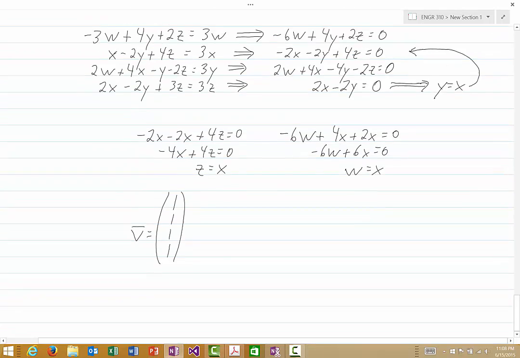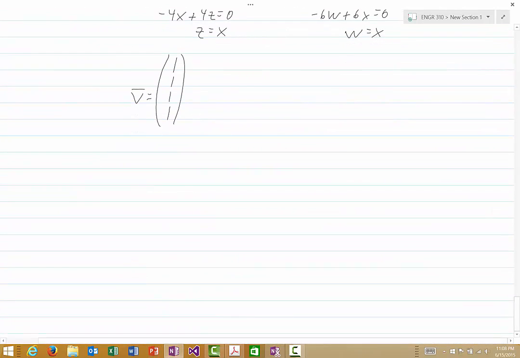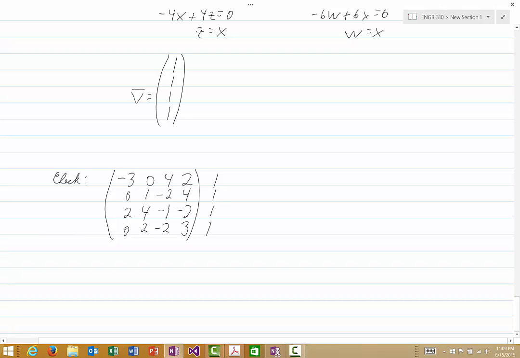And to complete this, let's just check that to make sure it works out. So we'll say check. The matrix with rows negative 3, 0, 4, 2; 0, 1, negative 2, 4; 2, 4, negative 1, negative 2; 0, 2, negative 3, times 1, 1, 1, 1, and let's see what that gives us.